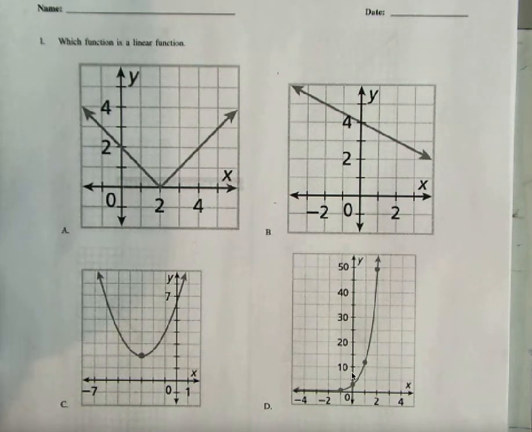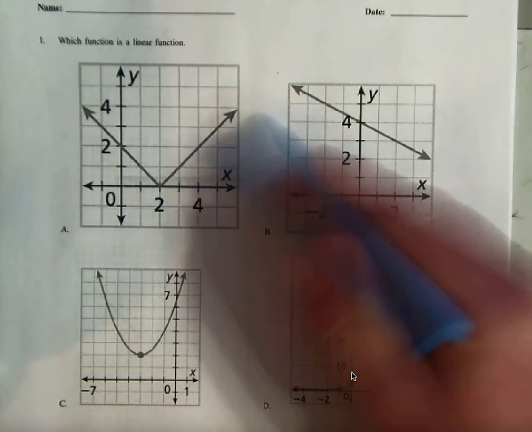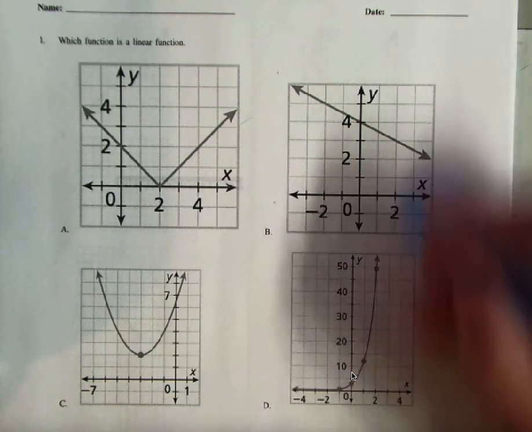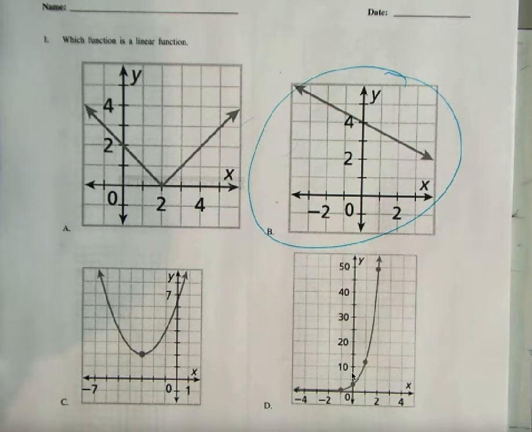Which function is a linear function? Okay. And a linear function, you should know, is any function whose graph is a straight line. So this goes down and up. This is curved and this is curved. So our only answer is here. That is our linear function.